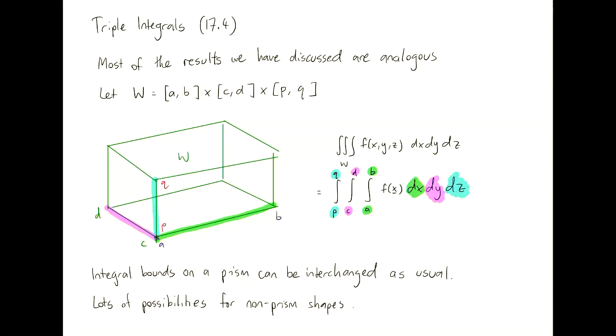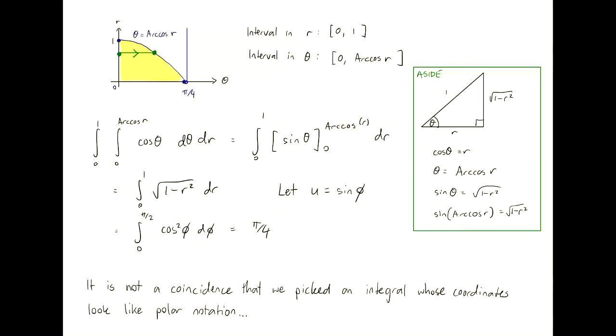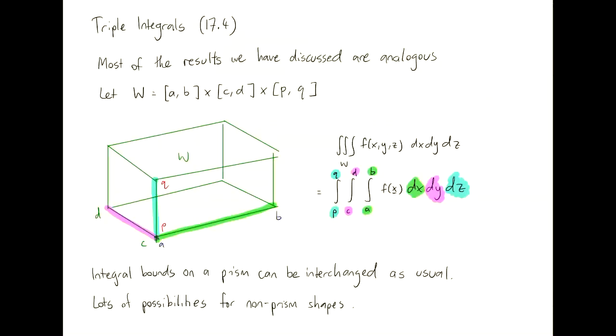Integration bounds on a prism can be freely exchanged, just like integration bounds on a rectangle. However, now that we have 3 of these, we had 2 different possible orders of integration here. How many different possible orders of integration do we have here? Thank you. I wanted you to say 3. No, 6. There are 6 different ways we can do this. So, of course, things are getting a lot more flexible. We have a lot more choices. So, this is all fine. You play around with the numbers. You interchange freely on a prism.